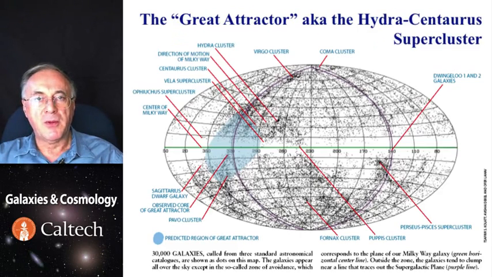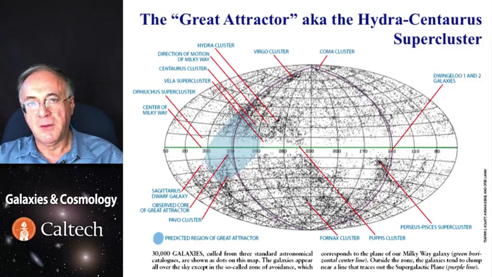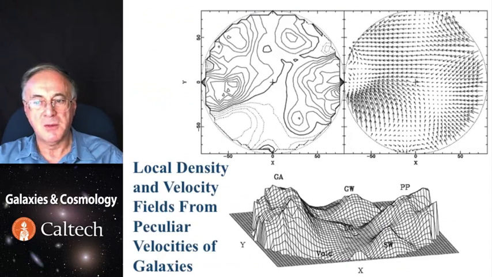So here is a map of galaxies in the sky. The band in the middle is the galactic plane, the zone of avoidance. And you can see a large-scale structure with many elements labeled. The hatched blue area on the left corresponds to the rough location of the masses or mass responsible for our peculiar velocity, which was called the Great Attractor for a period of time, but I think now people refer to it by its original name of the Hydra Centaurus supercluster.